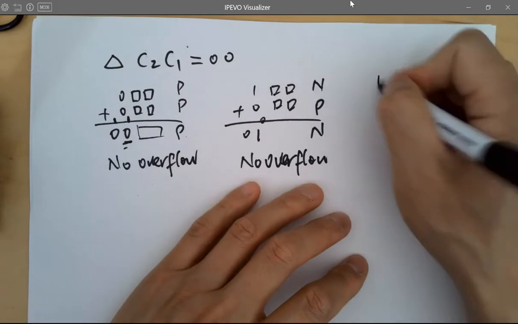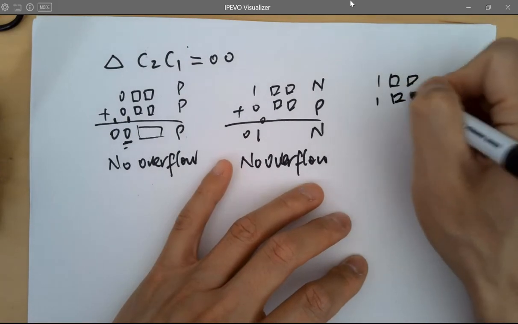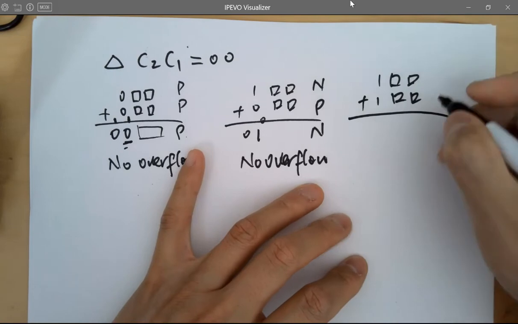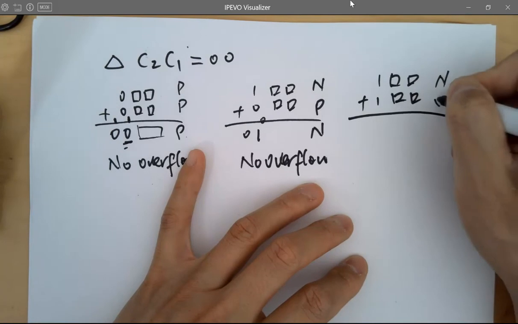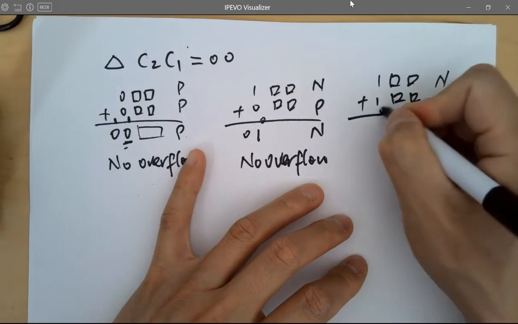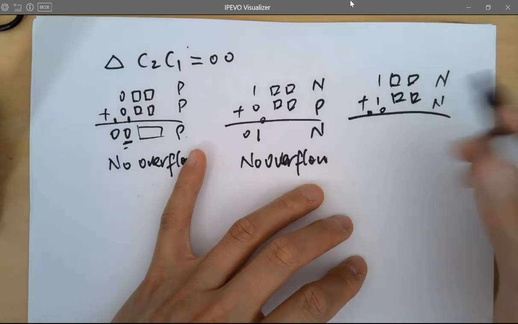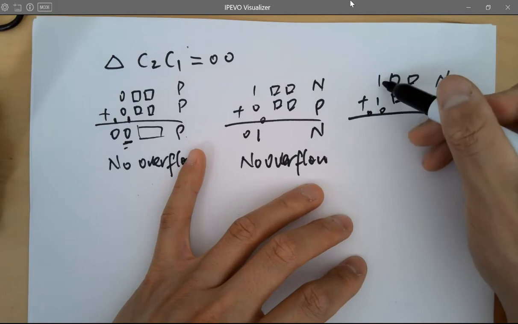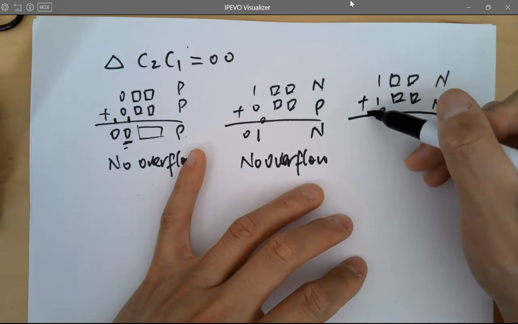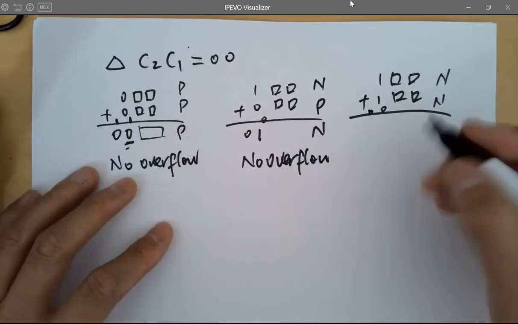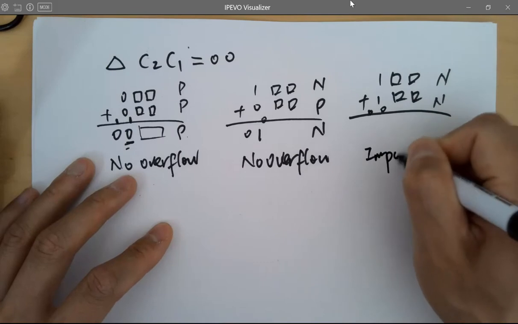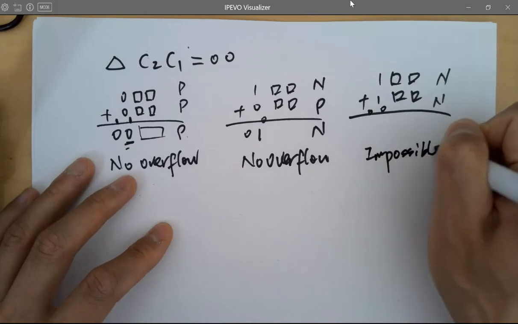The last case is definitely 1, 1. I got 2 1s for the 2 MSBs. So N, and let's see, it's 0, 0, right? 0, 0 is impossible because if I got a 0 here, 1 plus 1 is getting a 2, so C2 must be 1. So this is totally impossible. So this won't happen, right?